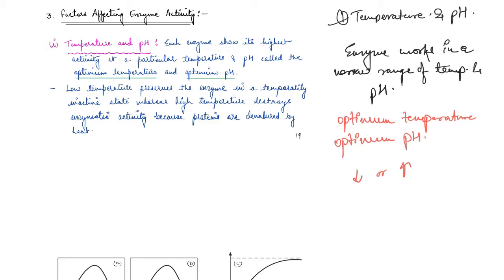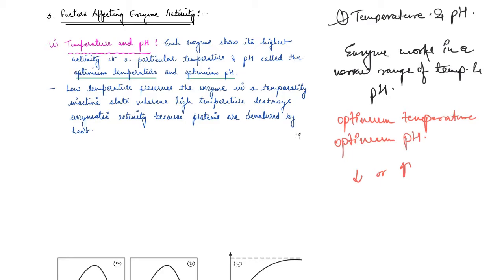Now remember one more thing guys, if the temperature is low, below the optimum temperature, that preserves the enzyme in a temporarily inactive state. But if the temperature is higher than the optimum temperature, it destroys enzymatic activity, as enzymes are made of proteins, and these proteins are denatured by heat, right?